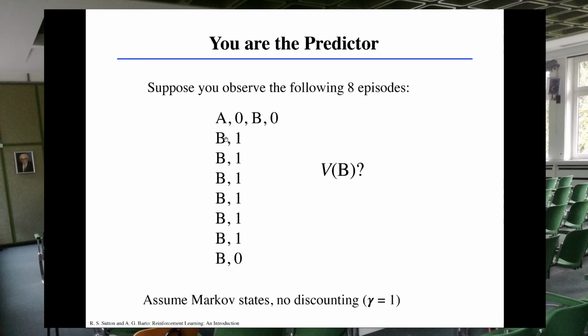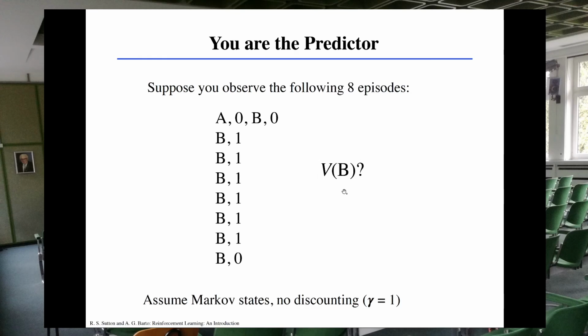Then there's another episode with only one transition. You are in state B, and you get a reward of 1. And we have 5 more of these episodes that are exactly like this. You are in B and you get a reward of 1. You are in B and you get a reward of 1. And the last episode, you are in B and you get a reward of 0. So consider that each of these lines is a trajectory or an episode, and we need to estimate what is the value of state B and state A.